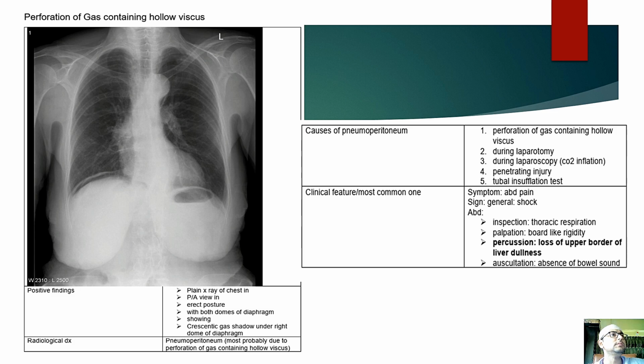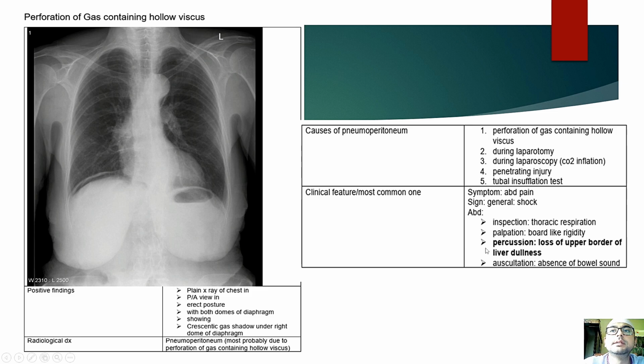If I percuss for liver dullness from the second intercostal space, it will be absent, loss of the upper border of liver dullness, because the liver is already in gas. So direct contact of the liver with the costal wall or abdominal wall will not happen in that case. That's why we will not feel that vibration under our finger, right?